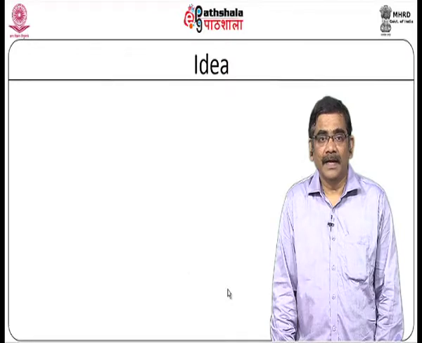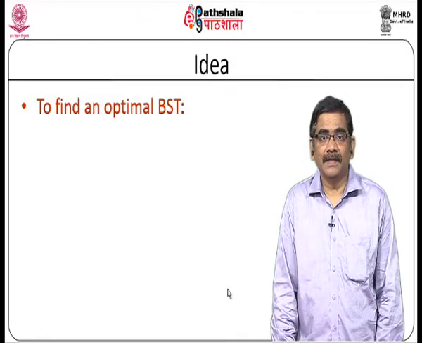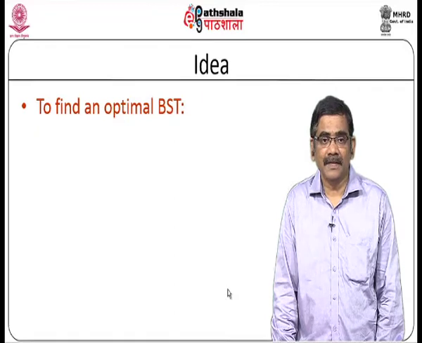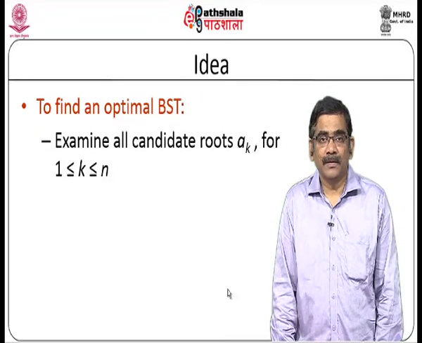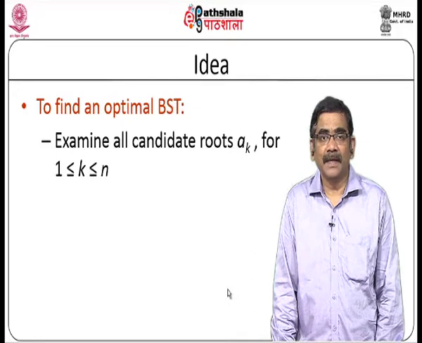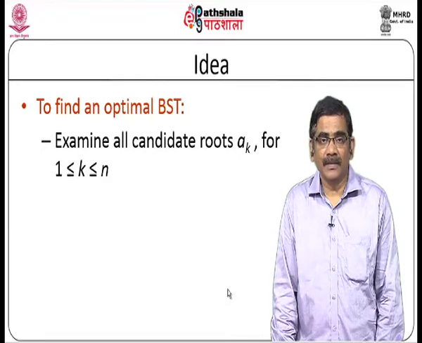Fine. What is the idea? The idea is very simple. The idea is to construct the optimal BST. So, what we are going to do is examine all candidates for the root element A k, where k ranges from 1 to n, because the given elements are A 1, A 2, A 3 up to A of n. Therefore, k ranges from 1 to n.